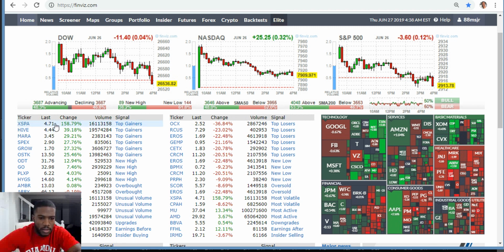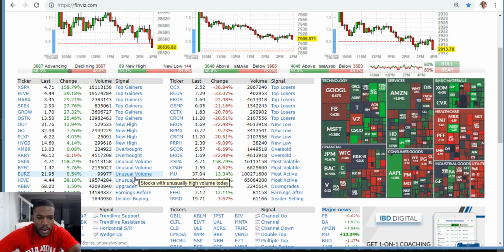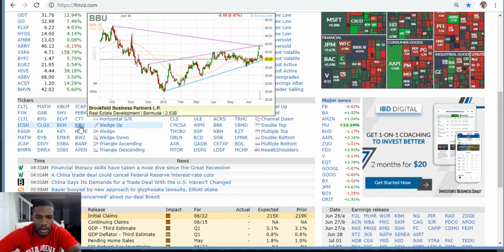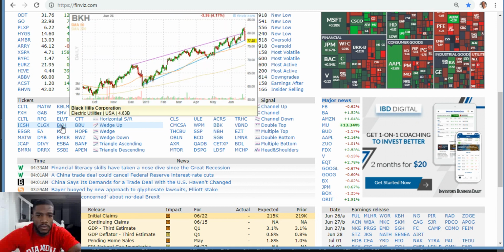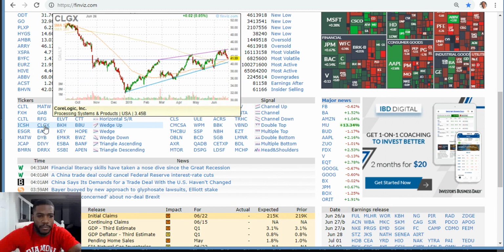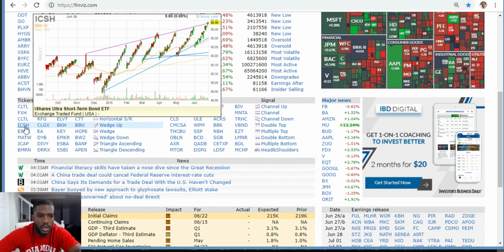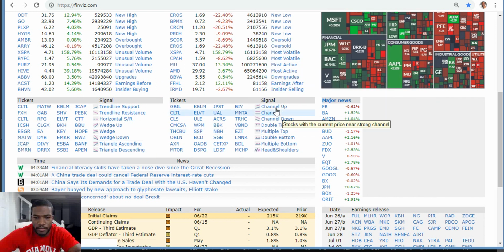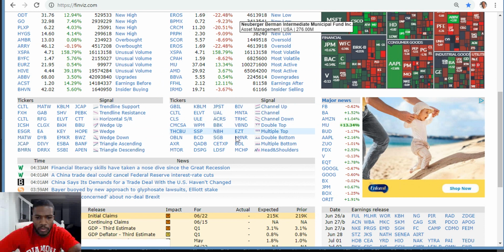You got like this stuff over here: top gainers, new highs, overbought, unusual volumes, upgrade, top losers. This just like a summary, something real quick. You got patterns here. They give you a couple examples of different patterns. You got wedge ups, and as you can see, it kind of gives you the support and resistance on a lot of them just automatically generated. Wow, look at that. But you got those signals, more channels, more signals here, more patterning.